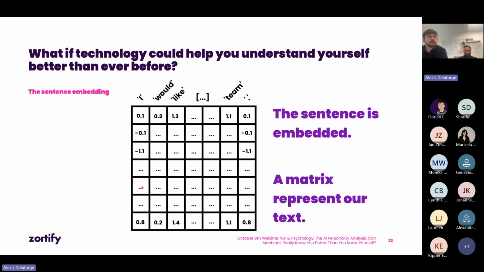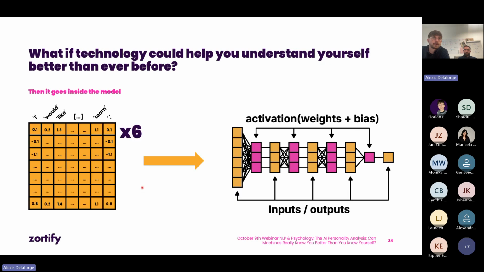Now let's go back to our sentence embedding. What you see here, the sentence is embedded. It's what I just described before. It's what we have as input inside the LLM. So this is what the LLM is paying attention to when this matrix goes inside the neural network.